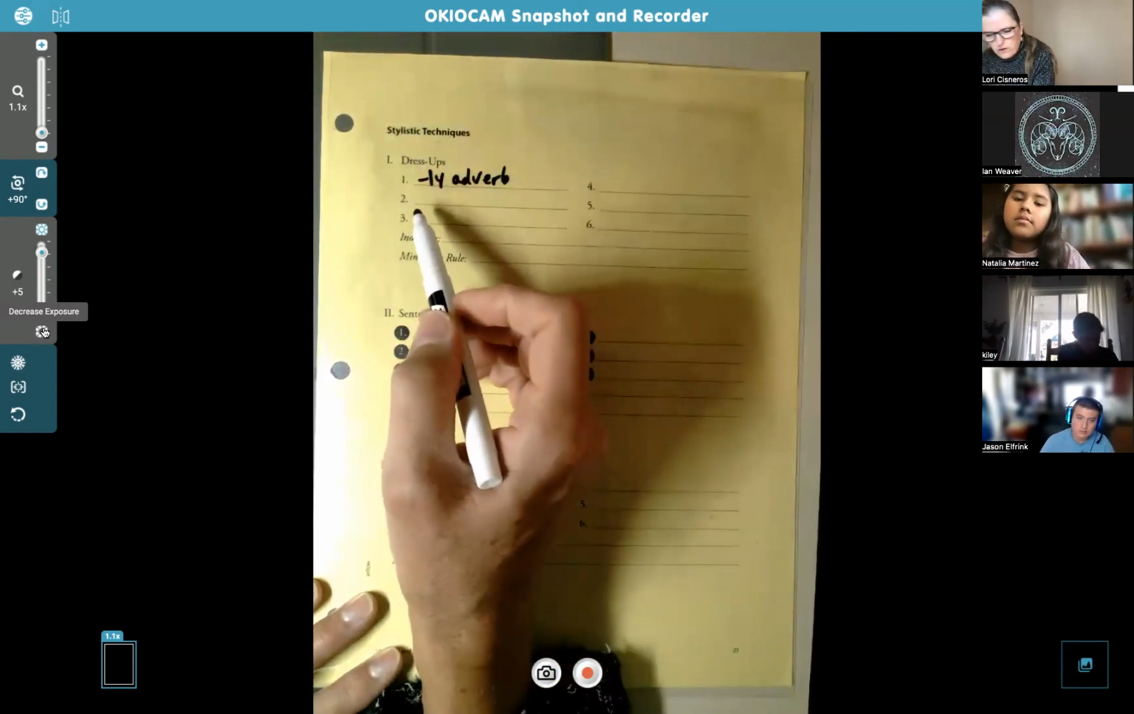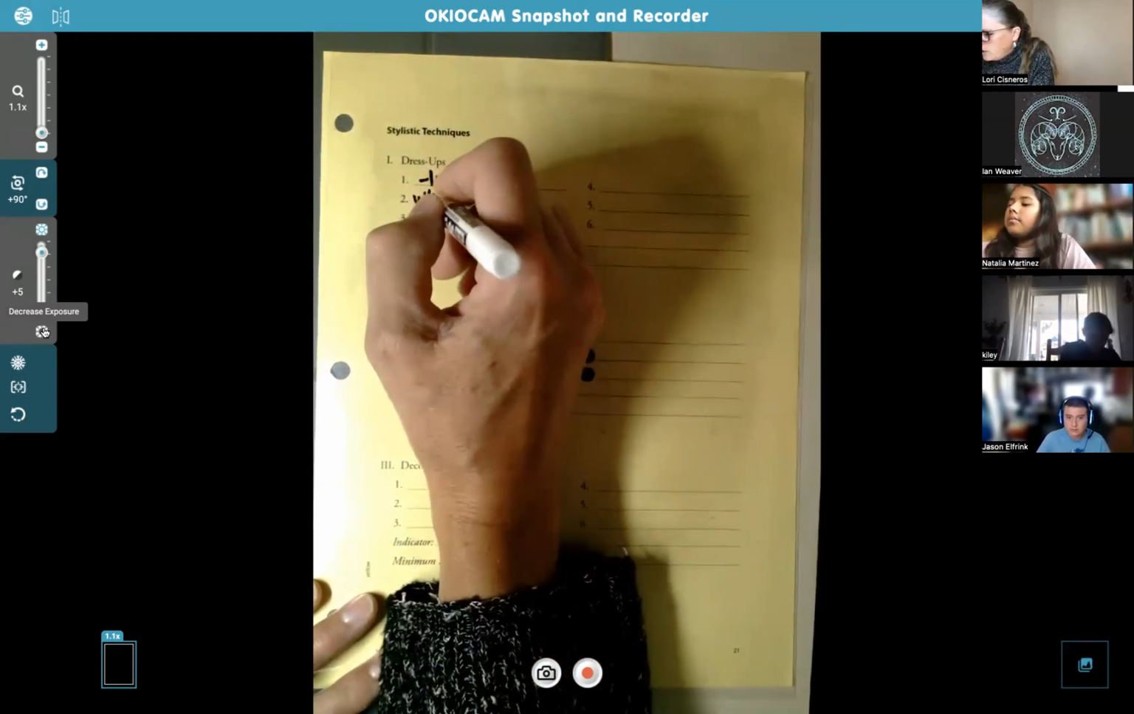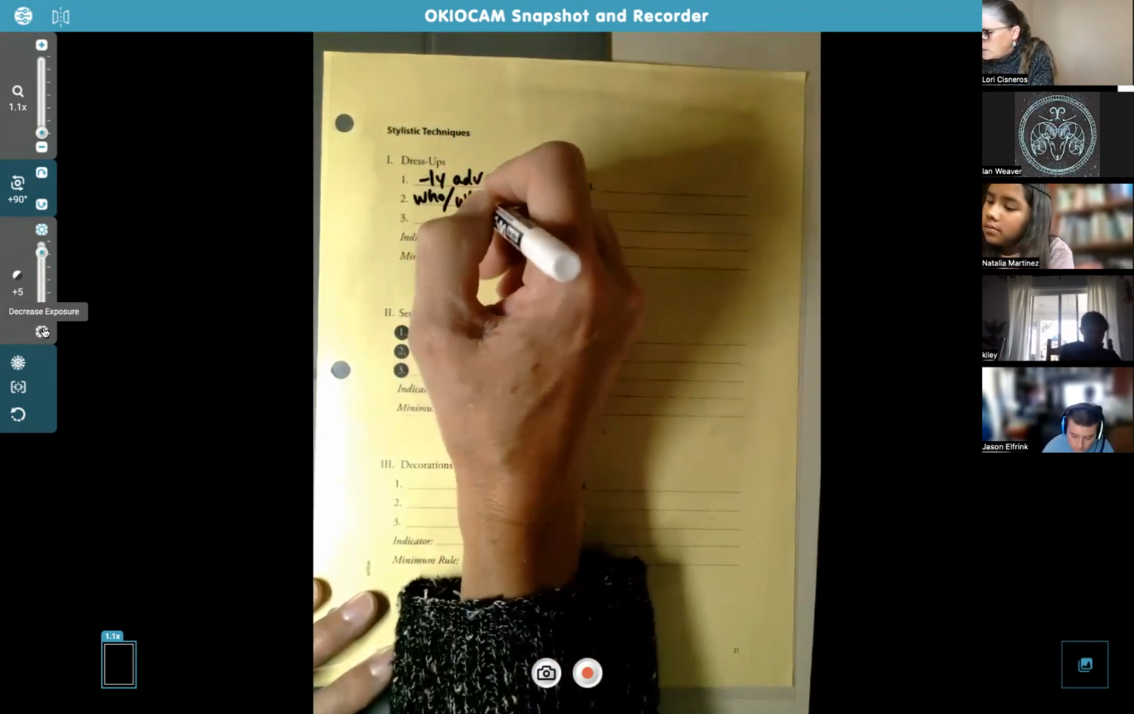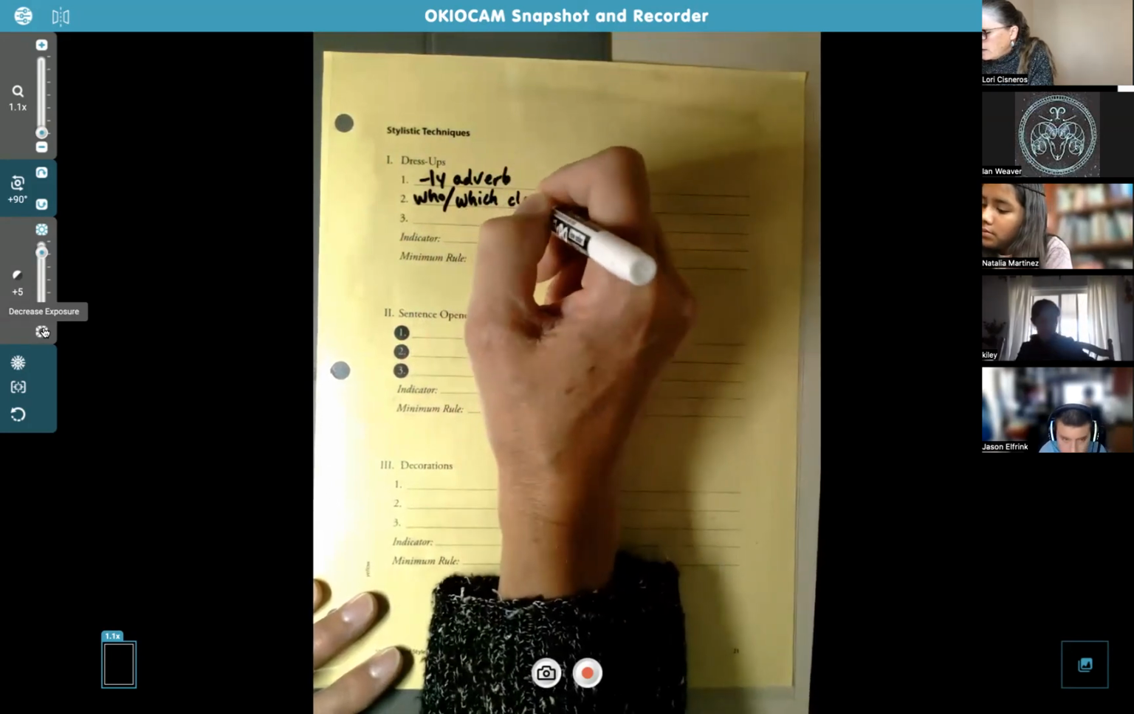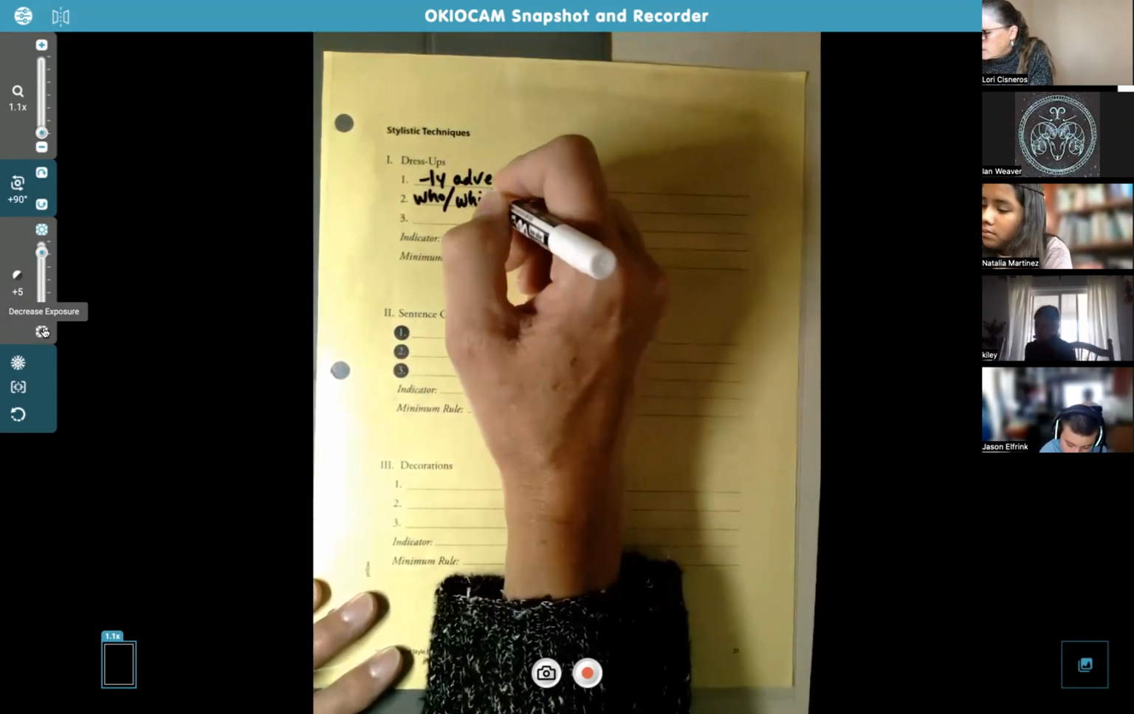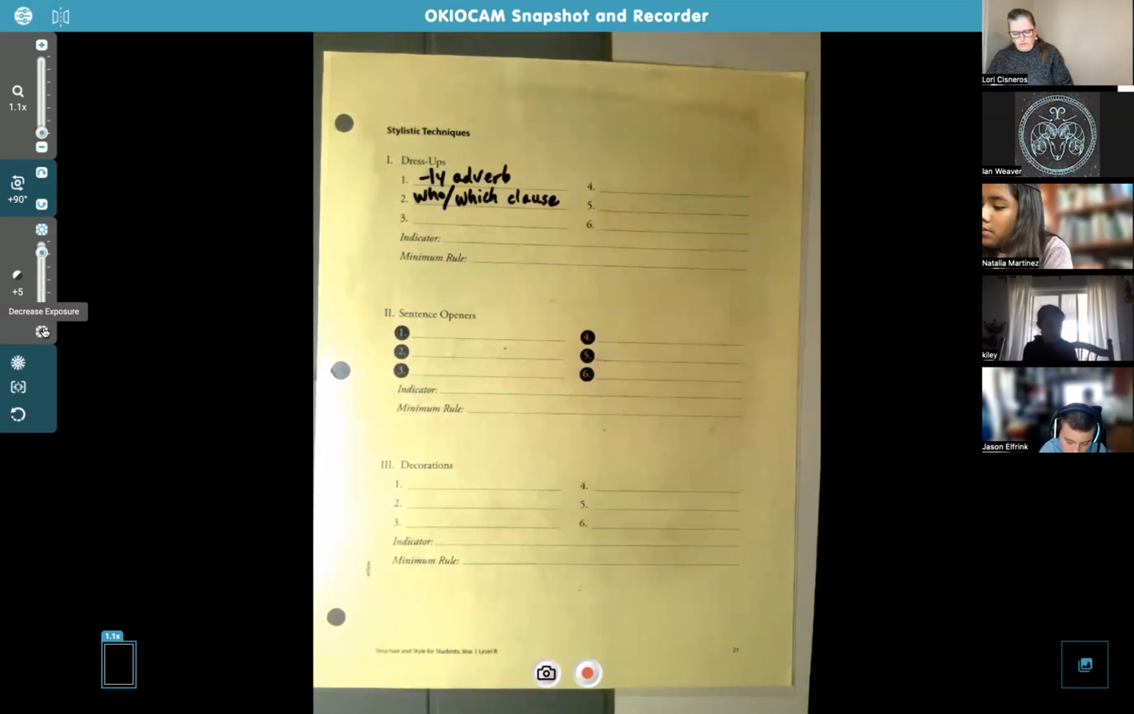For number 2, I want you to write in who/which clause. And you're going to go, oh, wait, we talk about that in grammar. And guess what? We do. We have talked about that in grammar. So we're going to now add that to our writing.